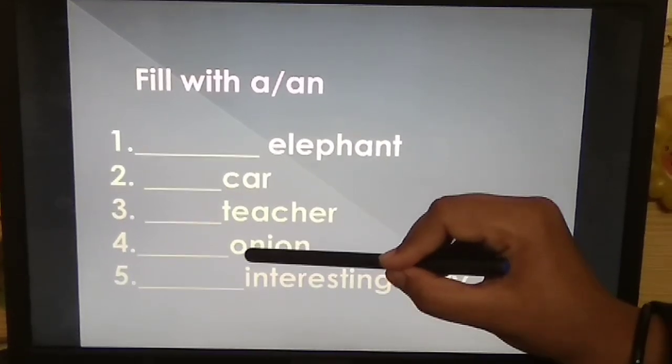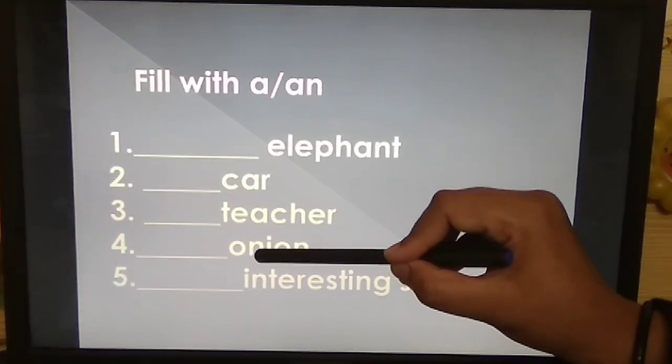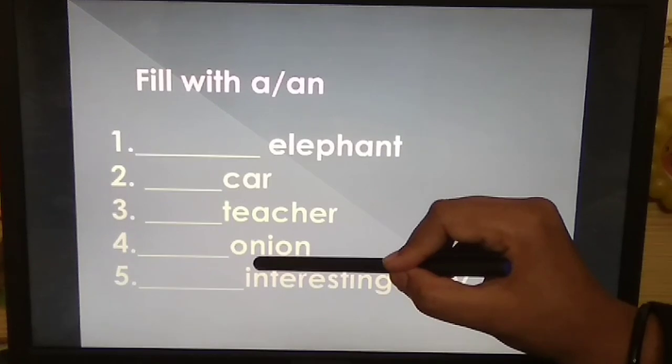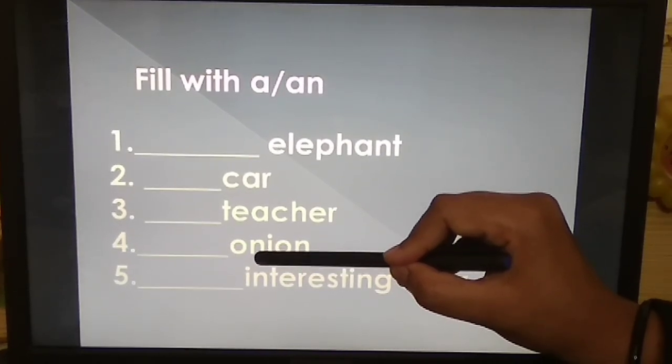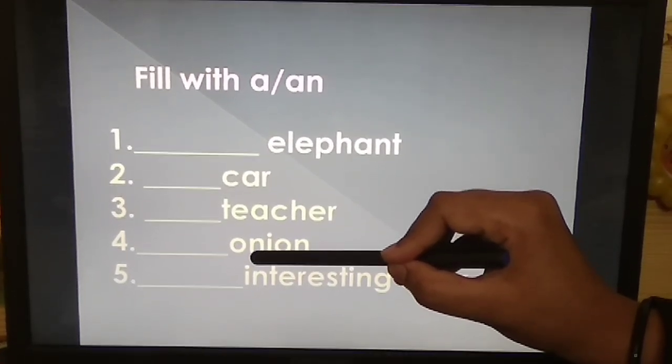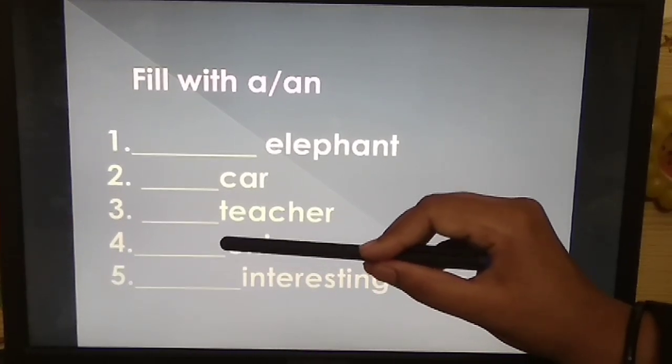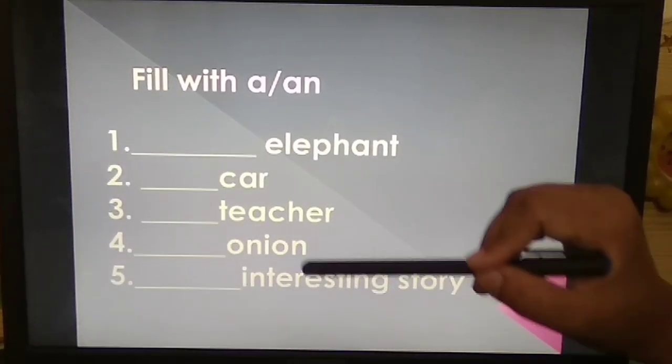Onion. It is starting with, tell me, yes, O. And O is what? It is a vowel. So what are you going to put? N. Right answer.